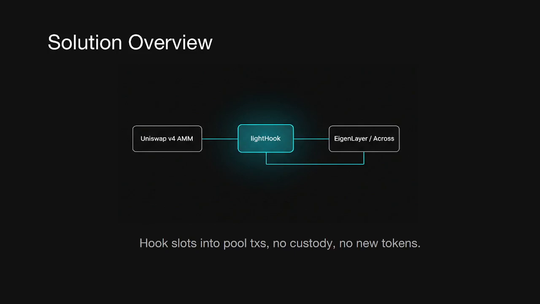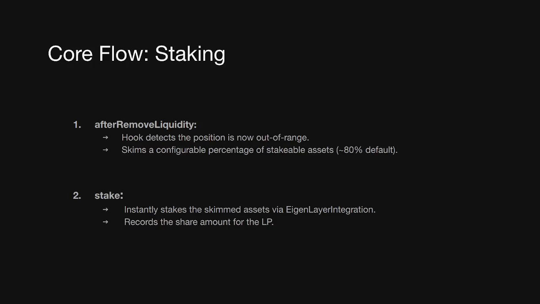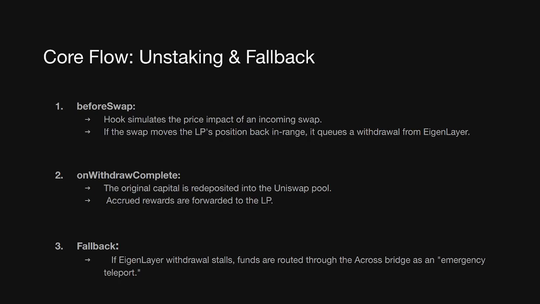The solution architecture is pretty simple. You have a Uniswap AMM and you have lightHook. This hook decides when to stake and when to unstake on EigenLayer, and when to call Across for fallback support. There are two main hooks which we are using: afterRemoveLiquidity and beforeSwap.